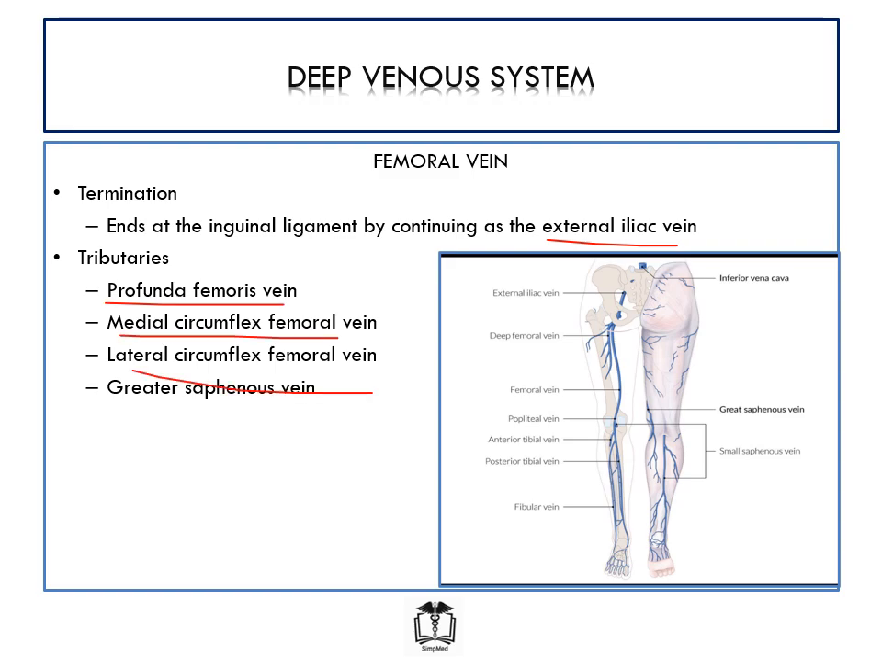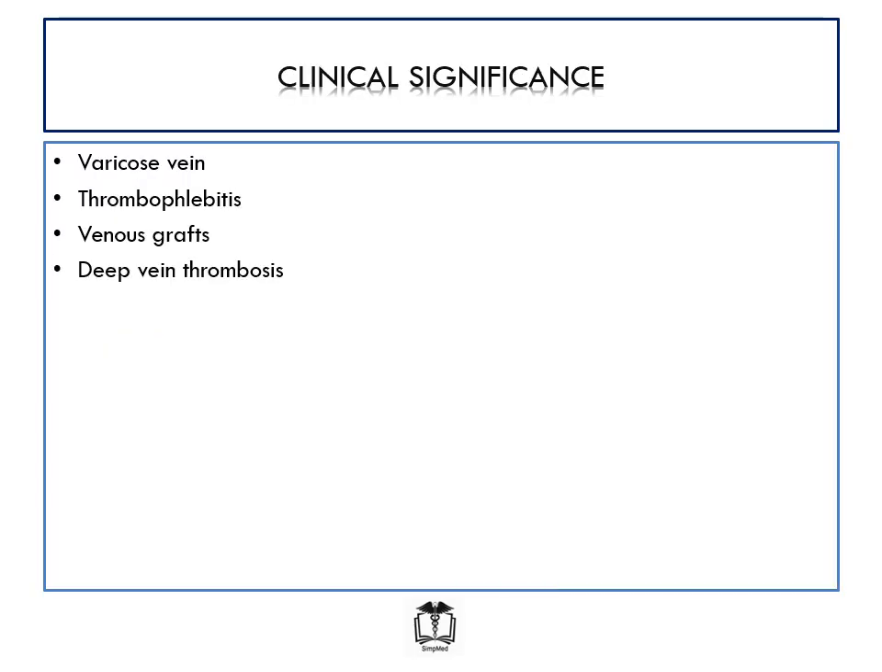These are all veins draining into it. Very important to also note that the greater saphenous vein also drains into the femoral vein as a tributary. Let's end this session by talking about some of the clinical significance to the venous drainage of the lower limb. This includes the formation of varicose veins, thrombophlebitis, venous grafting, and then what we call deep vein thrombosis.